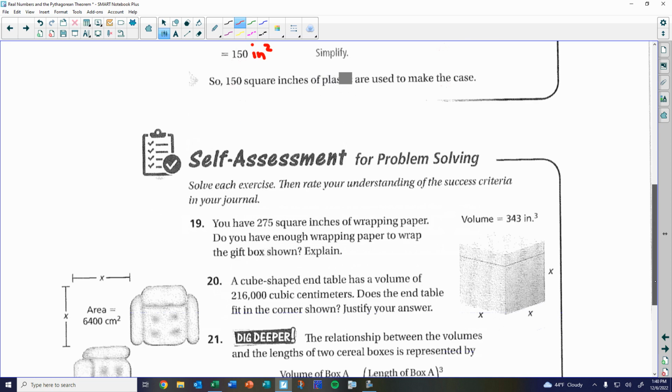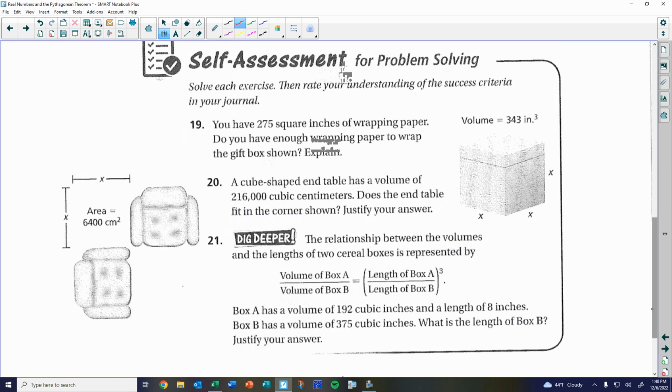So what I'm going to have you do right now is work on your self-assessment, and we will go over it in just a minute.